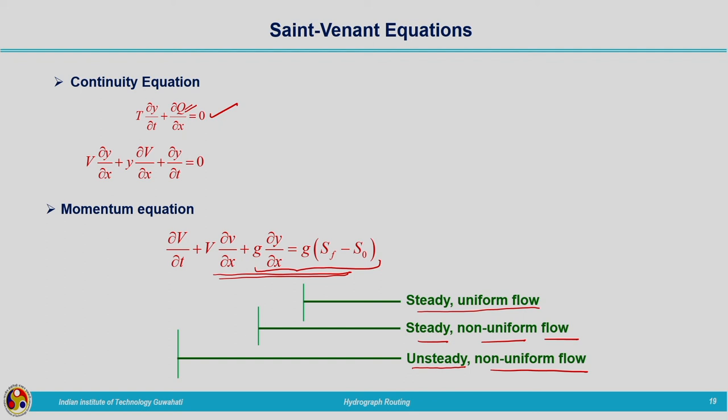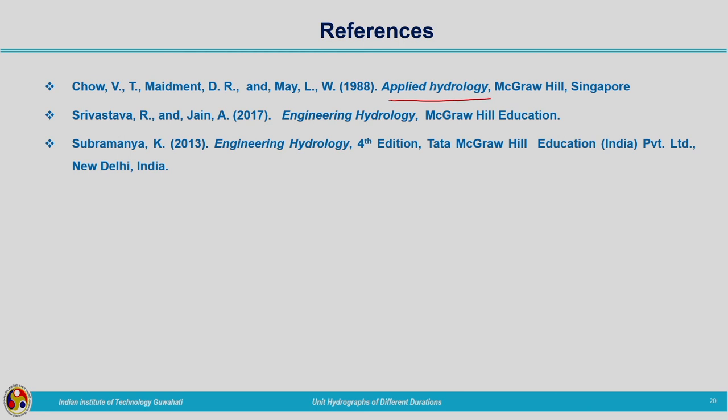We will be looking into hydrologic routing techniques as far as reservoir and channel routing are concerned, in the coming lectures. Here I am winding up this lecture. For the detailed derivation of this momentum equation, you can look into the textbook Applied Hydrology by Ven Te Chow and others, and other textbooks listed here as references can also be referred to for more understanding of these routing techniques.